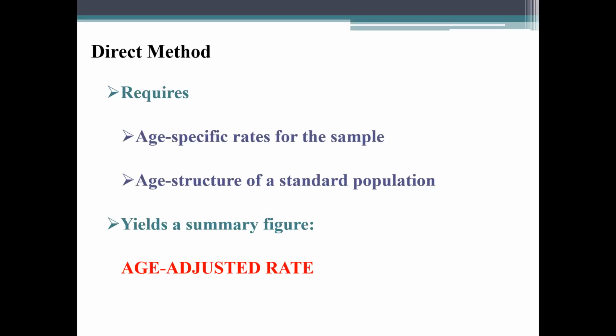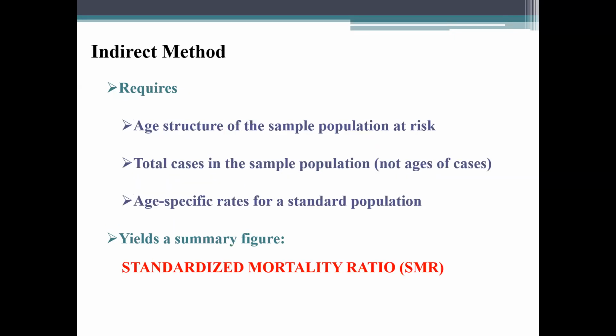So, the direct method. The direct method requires age-specific rates for the sample and the age structure of a standard population, which yield a summary figure like the age-adjusted rate. At the same time, the indirect method requires the age structure of the sample population at risk and total cases in the sample population, not ages of cases, then age-specific rates for a standard population, which yields a summary figure like the standardized mortality ratio.